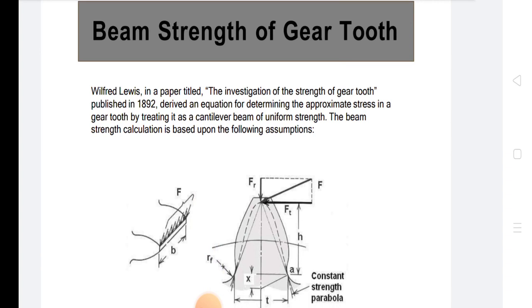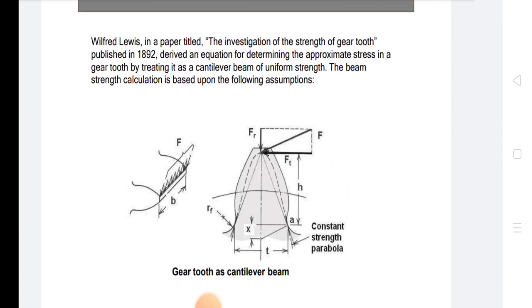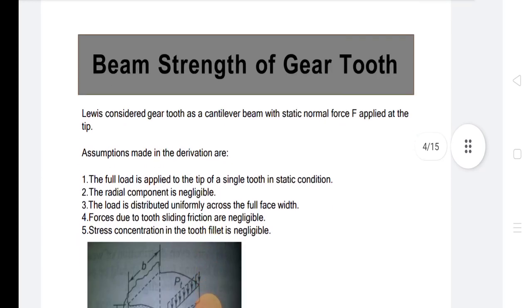The beam strength calculation is based upon the following assumptions. This is the gear tooth shown as a cantilever. There is tangential force Ft, radial force Fr, resultant force F, height h, distance, thickness t. These are shown as seen. Lewis considers the gear tooth as a cantilever beam with a static normal force F applied at the tip.